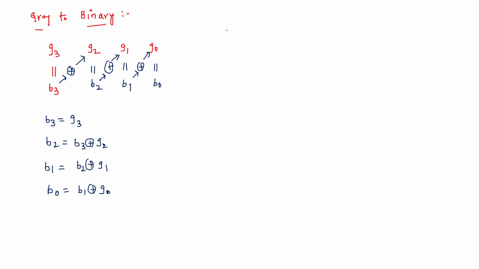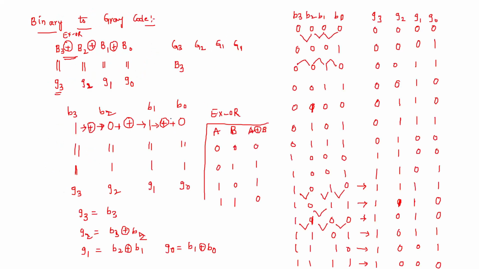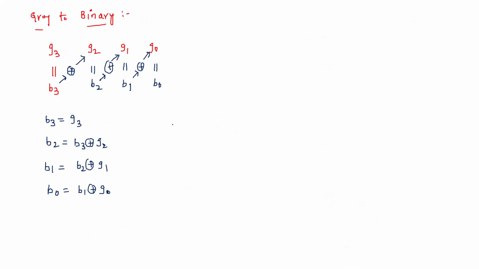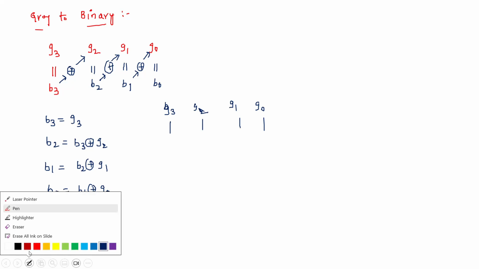Just take any Gray code number. Previously I took all ones, so this is all ones. I'm taking it as a Gray code number G3, G2, G1, G0. Similarly, I'm converting this Gray code to binary.